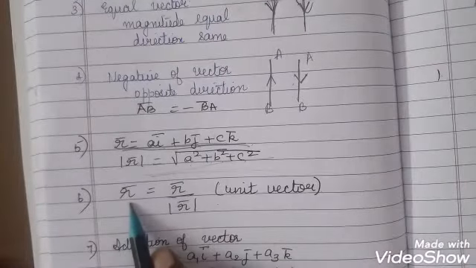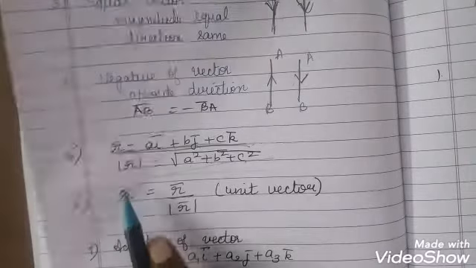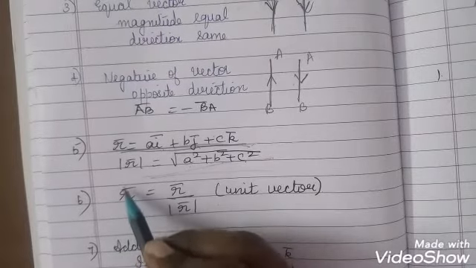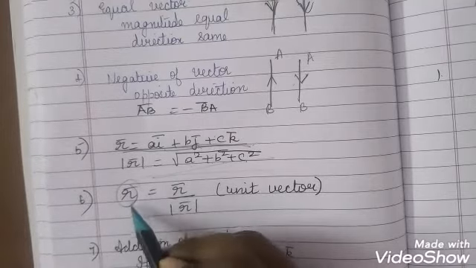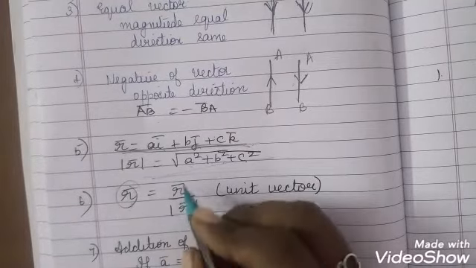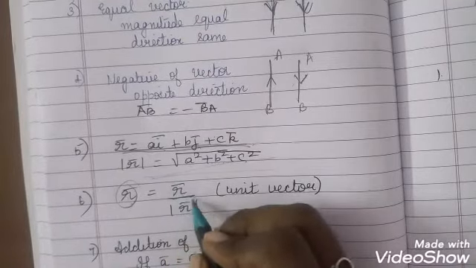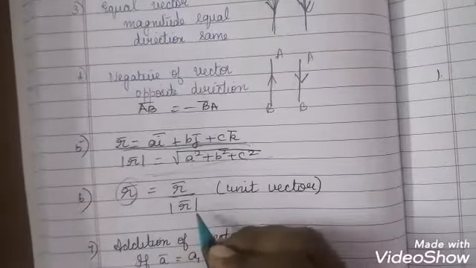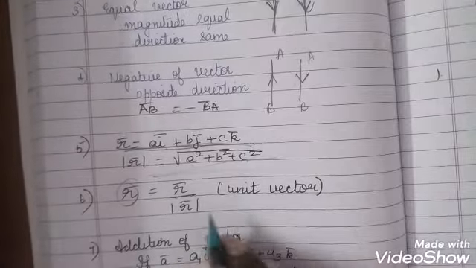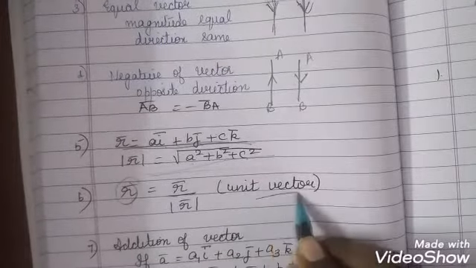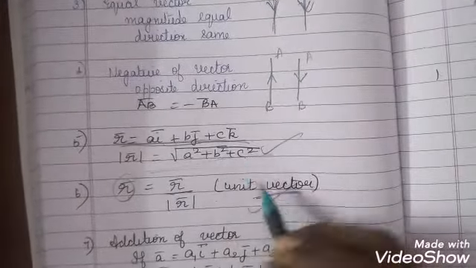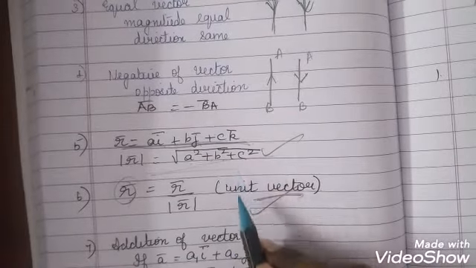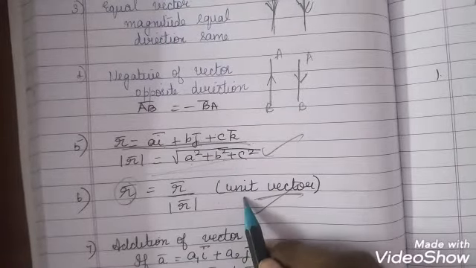Now the next one is, how do you find out the unit vector? The unit vector of this R, R cap, is equal to R vector divided by modulus of R vector. That's nothing but the magnitude of this R vector. This is how you find out the unit vector. These both are important: how do you find out the magnitude of a vector and how do you find out the unit vector. Got it?